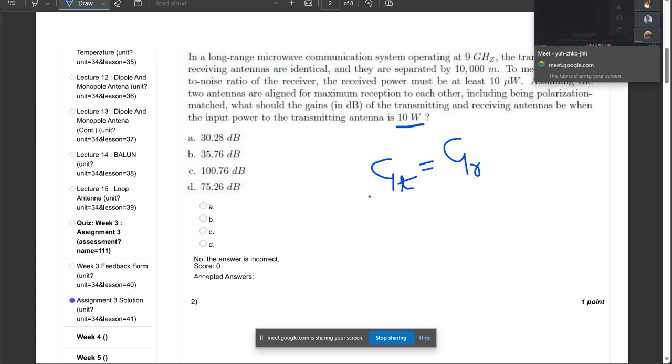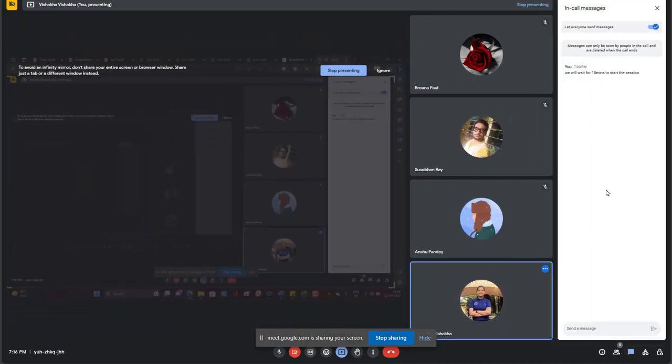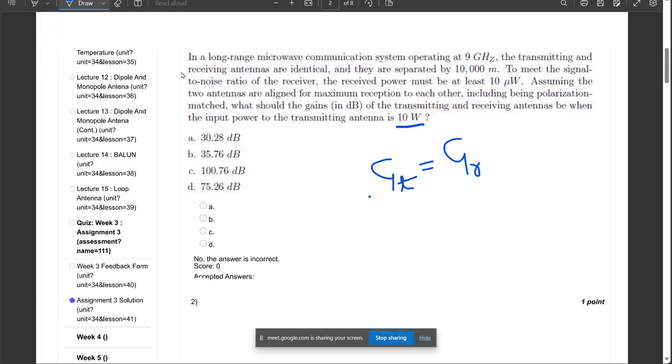If you are not comfortable with telling me, you can tell me which option you think is the correct option in the chats here. Where is the chats? So in the chats here, you tell me which answer you think is the correct one, and then we'll discuss the solution. Okay, so that you solve this question. You have 4 minutes. Did I give 4 minutes? Yeah, so you have 4 minutes. Go ahead.